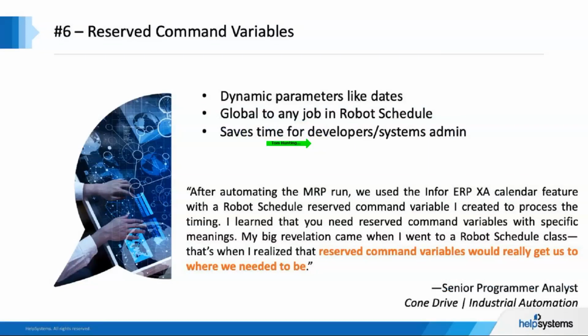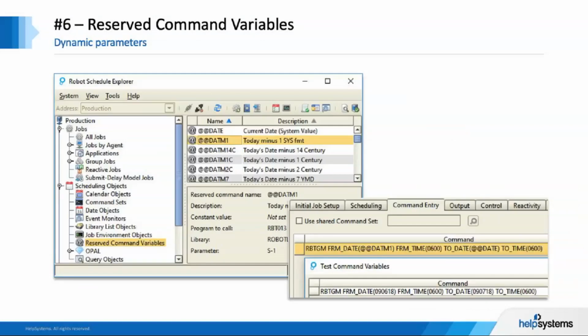Here's just an example from Cone Drive. They use reserve command variables, which really got us to where we needed to be because it helped automate parameters being passed into the Mapix XA product from Infor. So very powerful. It is a built-in feature. You can get at it through the GUI or the green screen. We ship reserve command variables with the product, about 20 of them. And then you can modify those to do things like today's date -1, today's date +7 in system date format, year month date format, current ISO formats. But then you can get creative.